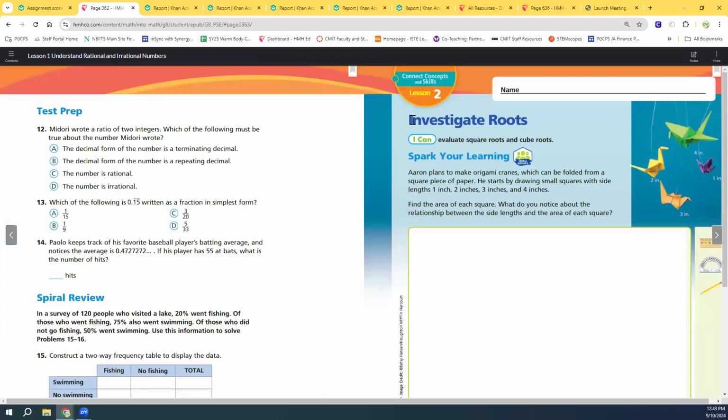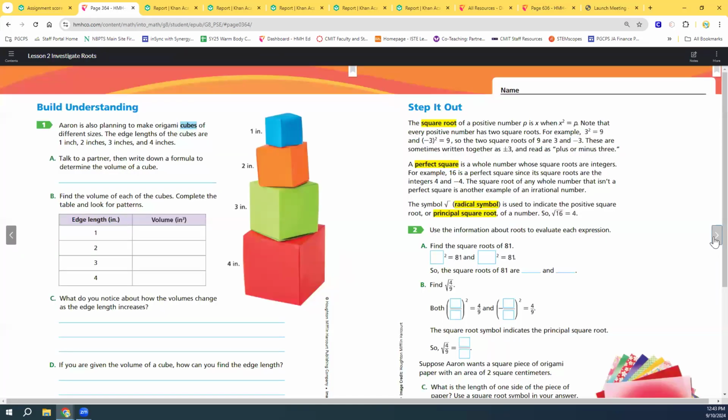All right, we are in week 3. We're talking about investigating roots. Today in class, we built big old cubes, just like this, only out of magnet squares.